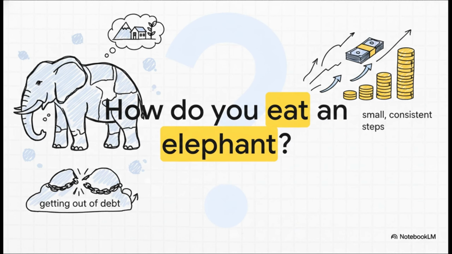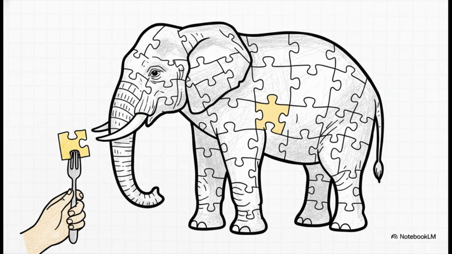So when you're facing a goal that feels just impossibly huge, like getting out of a mountain of debt or trying to build real wealth, it can be totally overwhelming. It kind of feels like you're trying to eat an elephant. So the question is, how do you actually do it? The answer is so simple. One bite at a time. The moment you break a massive, scary task into tiny, manageable pieces, it suddenly feels doable. And that shift in perspective, that's the key to actually moving forward instead of just being frozen by overwhelm.